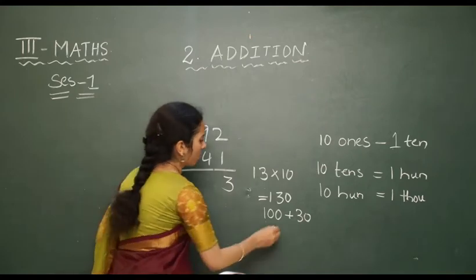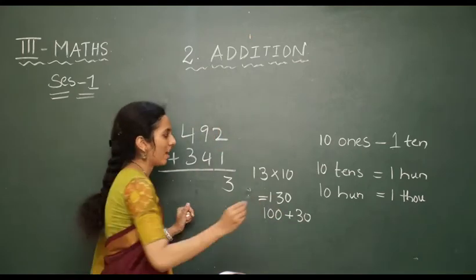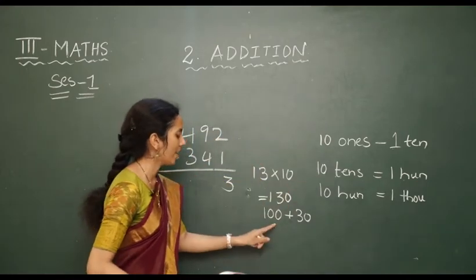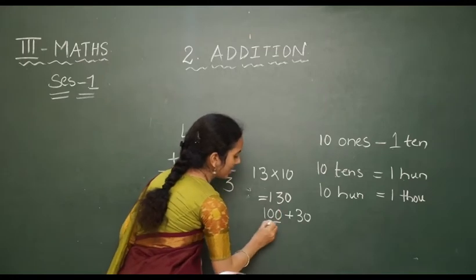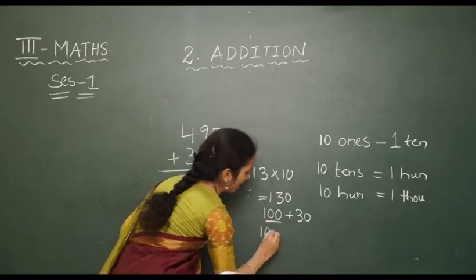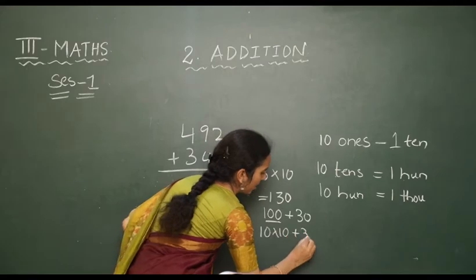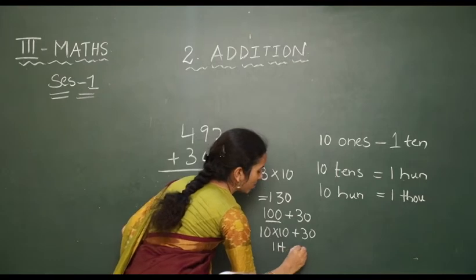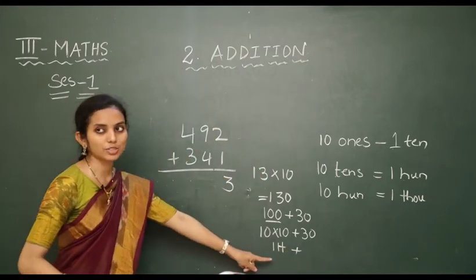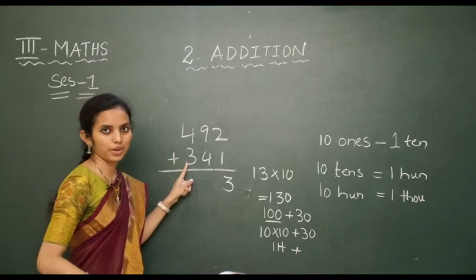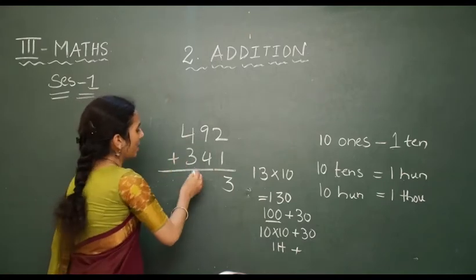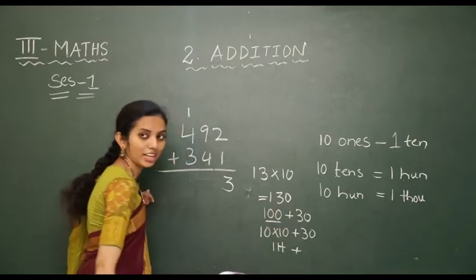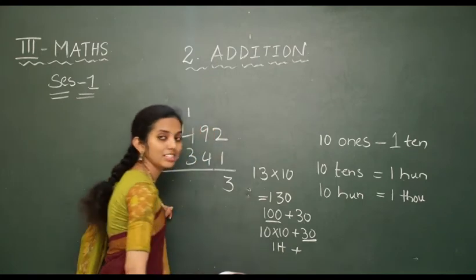Yes or no? So, 10 tens are 100. So, this is 10 tens, 10 into 10 is 100, plus 30. So, where is hundreds place? This is the hundreds place. So, that is the reason why we carry 1 to hundreds place and write tens. How many tens are there? 3 tens are there, that is 30.